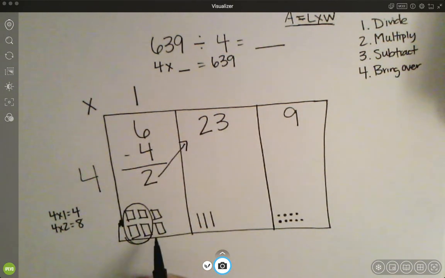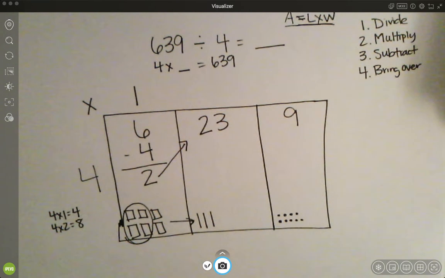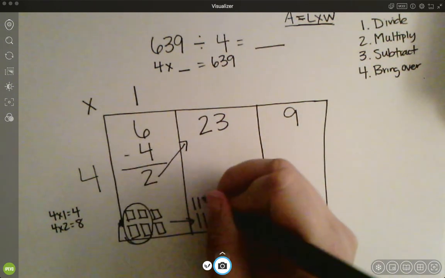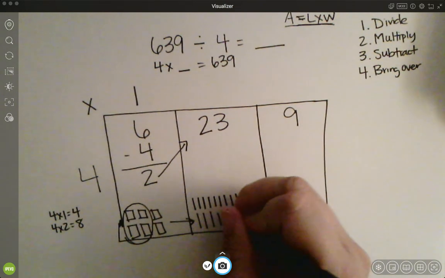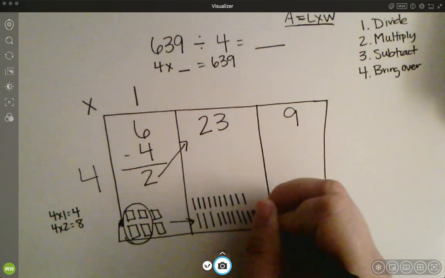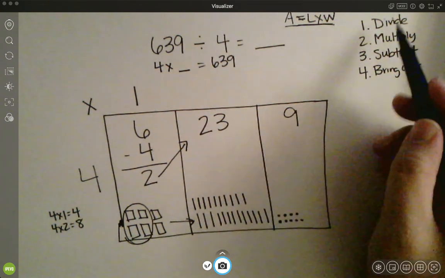With the picture way, look, you had 2 left over. Let's bring those over here. So 2 100s, that would be 2 sets of 10 rods. 1, 2, 3, 4, 5, 6, 7, 8, 9, 10. 1, 2, 3, 4, 5, 6, 7, 8, 9, 10. Okay, so now I'll go into the next box and I'll do these same steps over again.